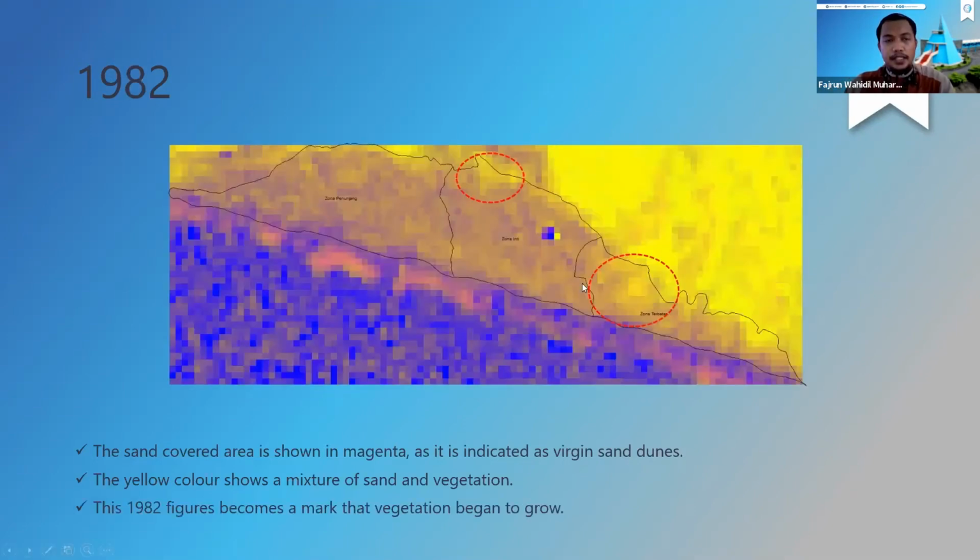In the second year, 1982, we found that there is a yellow spot that we mark here, indicated as vegetation plantation. So the change of the sand dunes land cover started in this year, we assume.